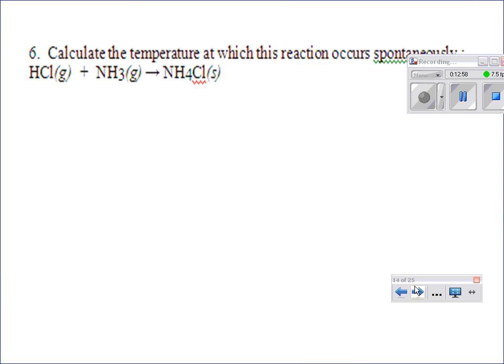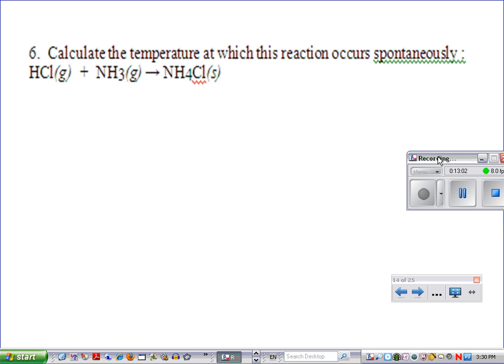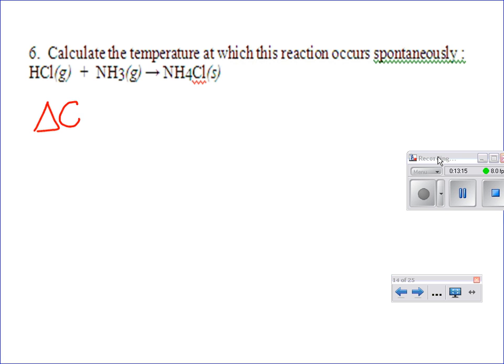All right. Number 6. Pretty important problem. Number 6 says, calculate the temperature at which this reaction occurs spontaneously. I need y'all to brainstorm here. When it says spontaneously and temperature, that's an indicator we have to use Gibbs' equation, ΔG = ΔH - TΔS. But what are we going to put in here? Any ideas? We're solving for temperature because they're asking at what temperature it's spontaneous.